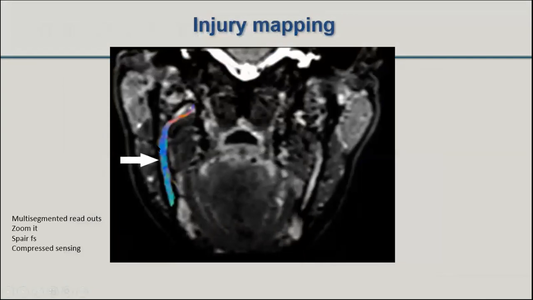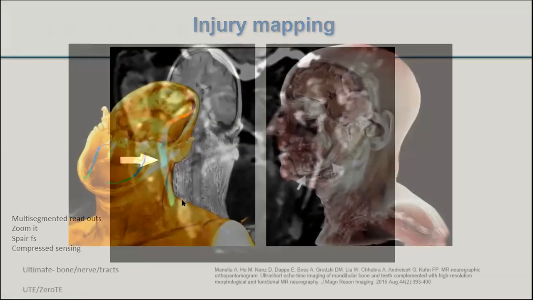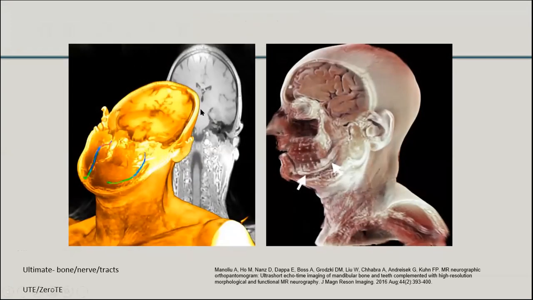You can do injury mapping also. So this was published by Gustav et al. We did it together. So here you can see the inferior alveolar nerve through the jaw with the tracts. This is from the ultra-short TE imaging. So here we have Munilu, and this is a Zurich group. They did it together. I was just partly involved with that.